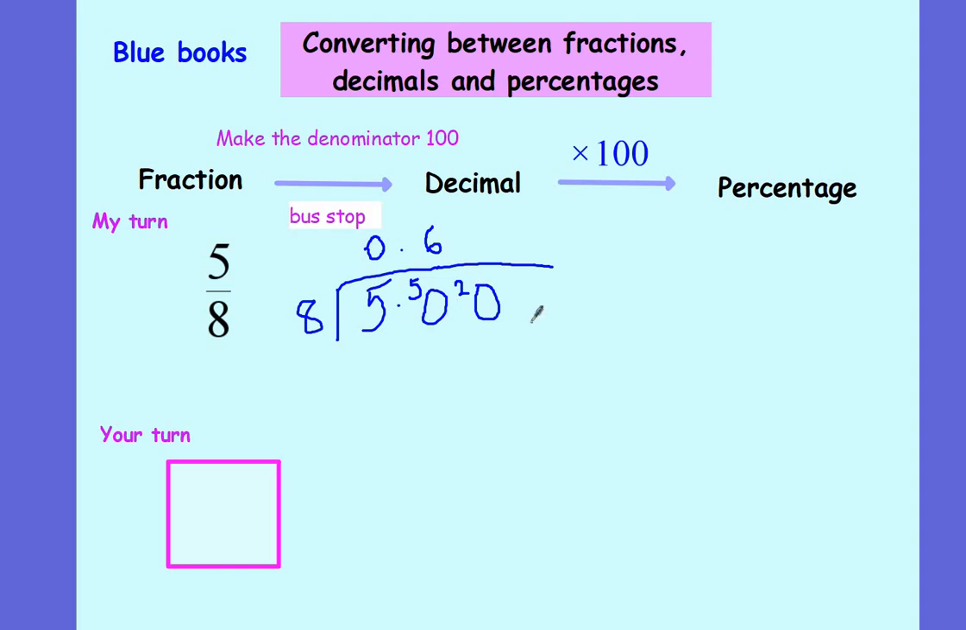Demi, how many 8's are there in 20? 2, thank you very much. I've got 4 left over. And finally, how many 8s are there in 40, Jake? 5 8s are 40. So as a decimal, that would be 0.625. If I want to convert that into a percentage, I need to multiply it by 100. So times it by 100, which would give me 62.5%.